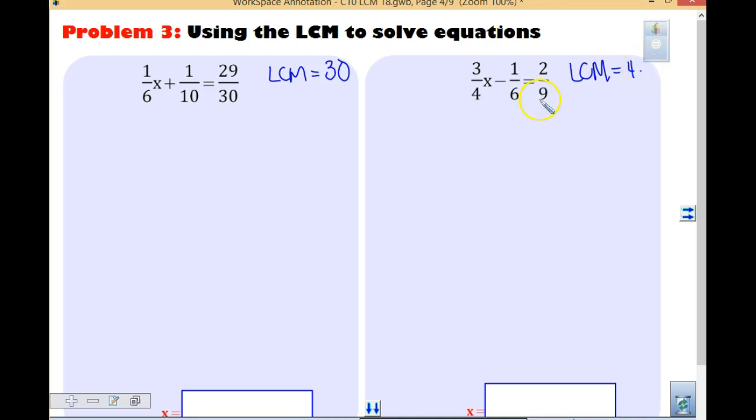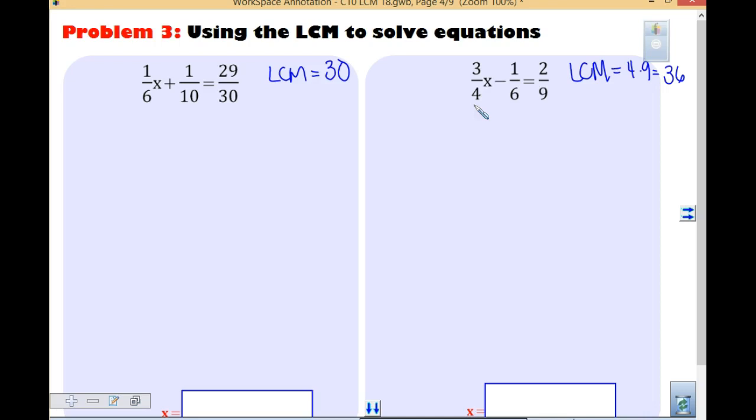This 12. Does 9 go into 12? 4 times 3? No. 9 does not divide into 12. So it can't be 12, right? It can't be 4 times 3. It has to be 4 times 9. 36. Does 4 go into 36? Does 6 go into 36? Does 9 go into 36? They all divide in there.